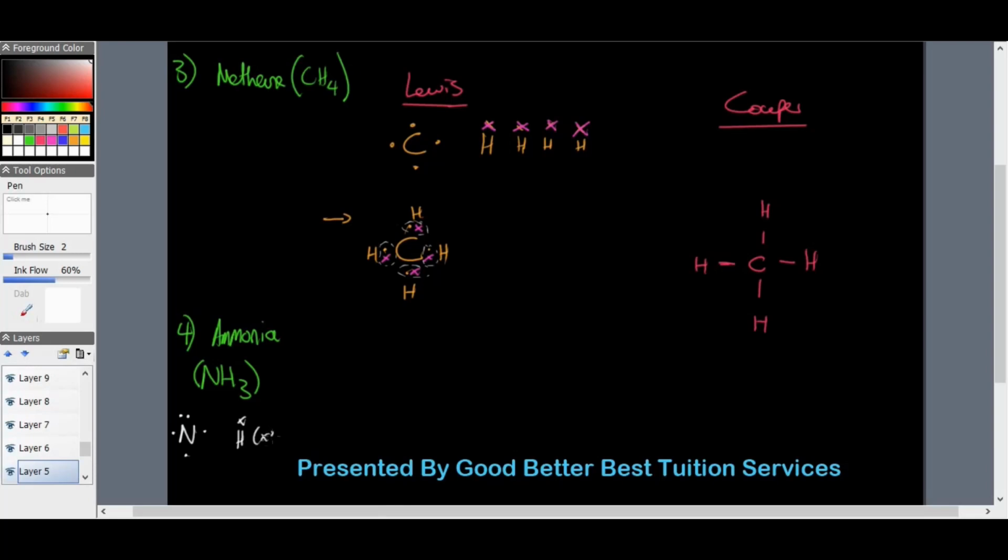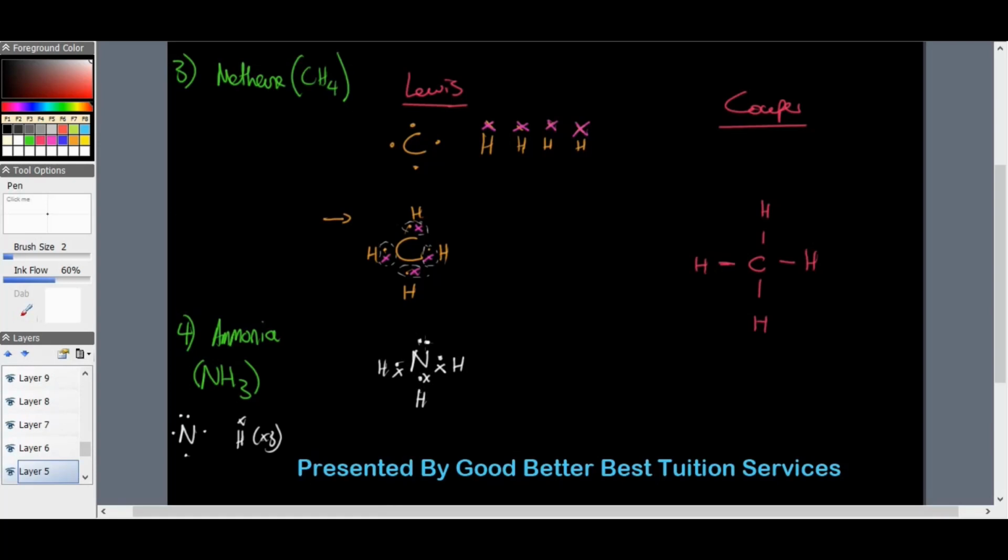Times by 3 because there's 3 of them. I don't feel like writing all 3 of them. So for the Lewis notation or Lewis structure, I'm going to draw in my nitrogen first, fill out all its valence electrons. And then I'm going to add in my 3 hydrogens and show that my 3 hydrogens are sharing an electron. So there are 3 bonding pairs. All right, 3 of them.